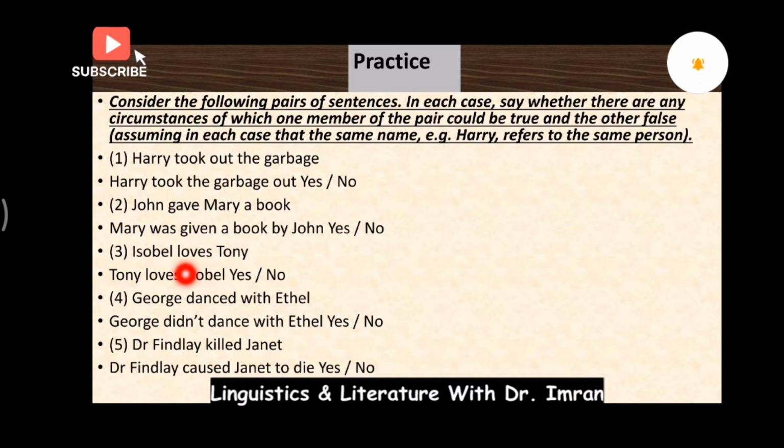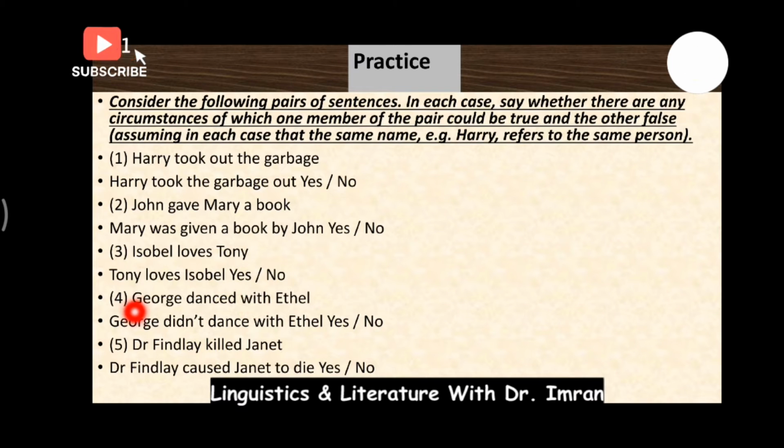Let's see the third one. Isabel loves Tony and Tony loves Isabel. What do you think of this? Just think for a minute. Yes or no? The answer is yes, because one could be true while the other could be false. Isabel loves Tony. If this is true, this could be false. And if this one is false, this could be true. So these two sentences express different propositions, different ideas.